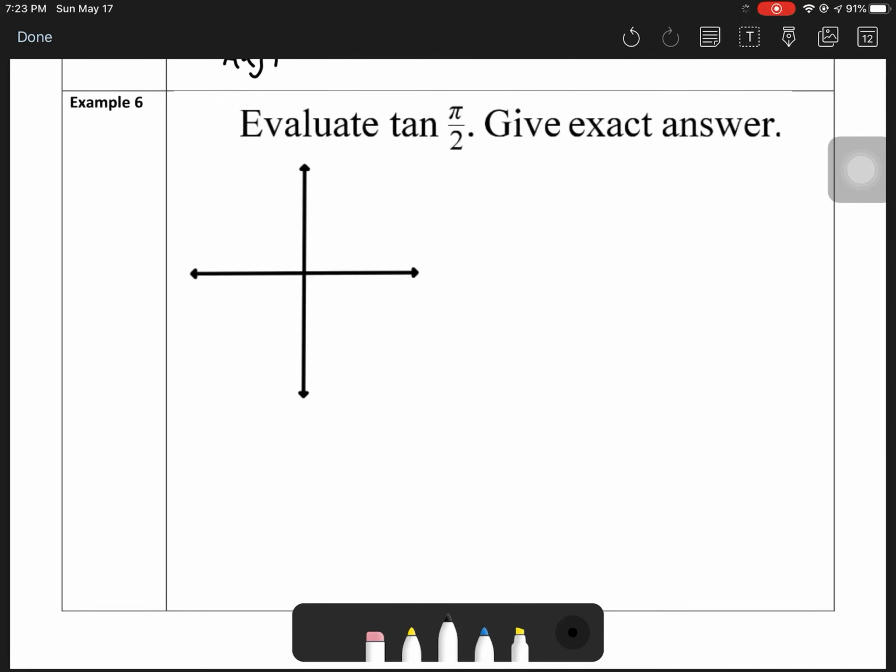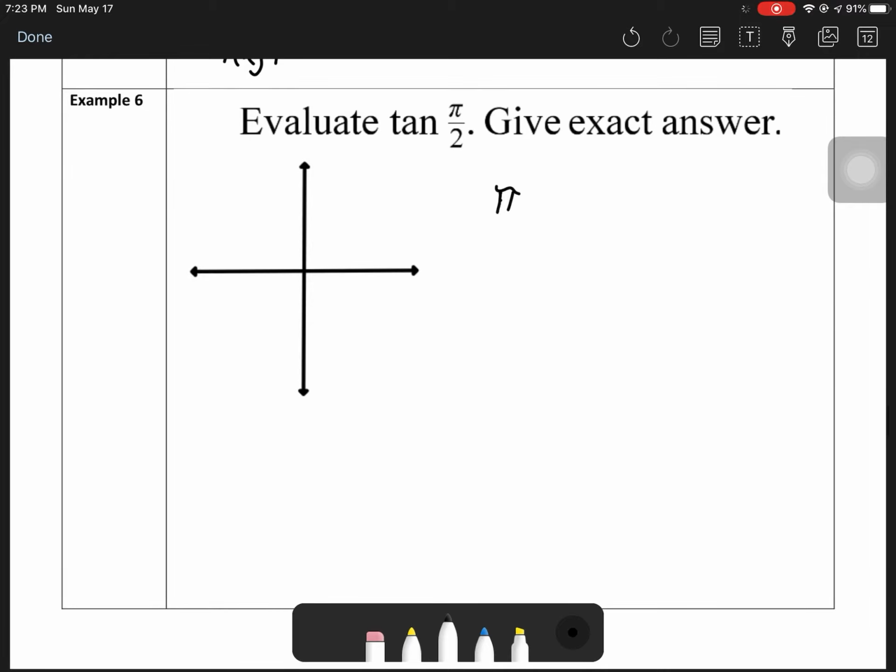All right, last one. Evaluate tangent of pi over 2, give an exact answer. So conversion, pi over 2 times 180 over pi. Sorry if I go faster on these. Pi's are going to go away, 180 over 2. We get 90. So 90, that's our favorite angle here. That is going to get us on one of the quadrantals.